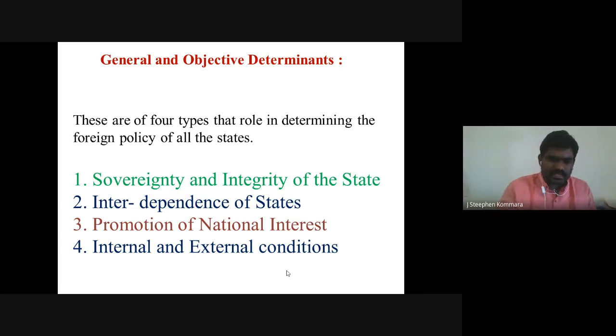Okay, then the last one is internal and external conditions. So foreign policy of every state is conditioned by certain internal and external factors. Internal factors include geography, population, economic needs, ideology, history and culture, military capacity, social structure, personalities, public opinion, etc. These are all internal factors.